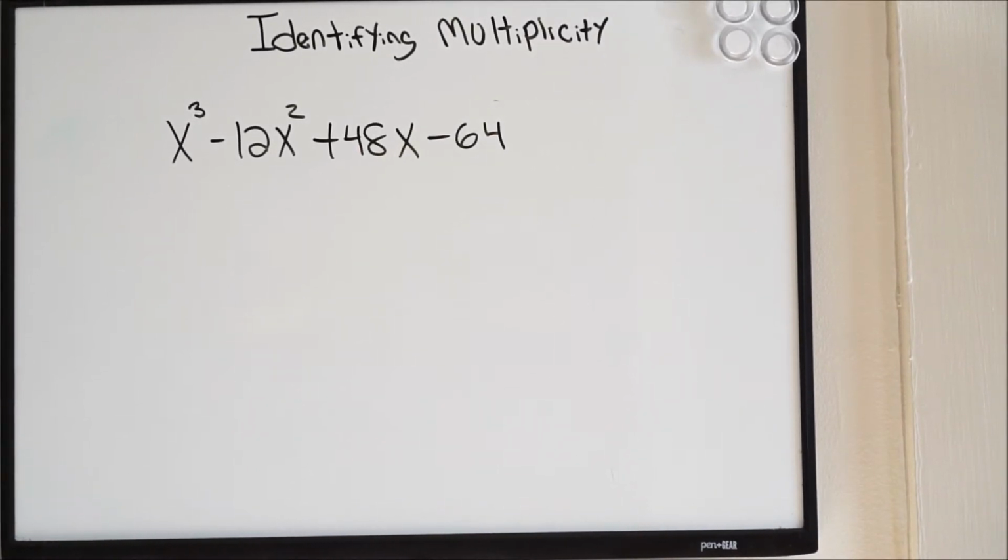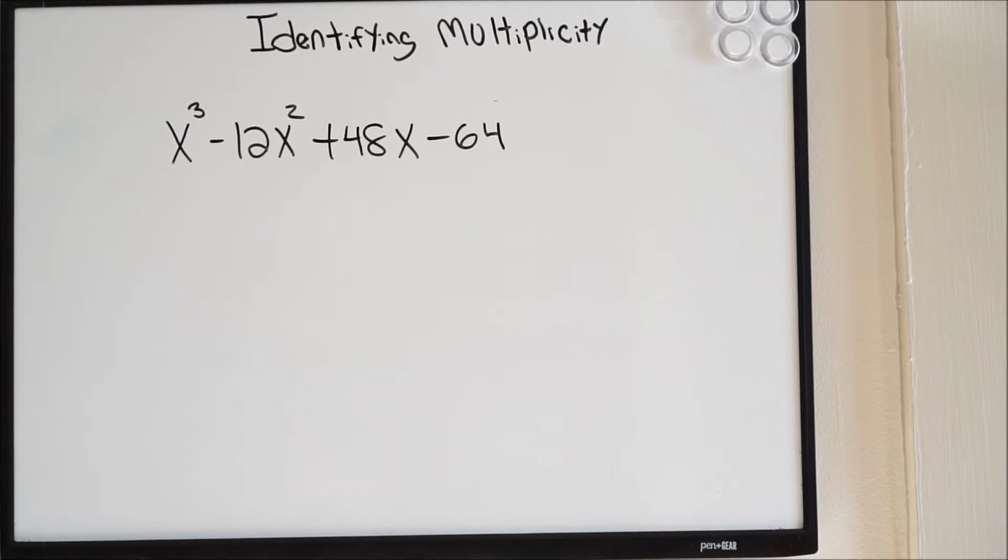Alright guys, today we're going to identify the multiplicity of a function. Now it's important to understand that a multiplicity is simply any repeating zeros, or roots. So in order to figure out what the multiplicities are of this function, we have to identify what the roots are, also known as the zeros of this function.